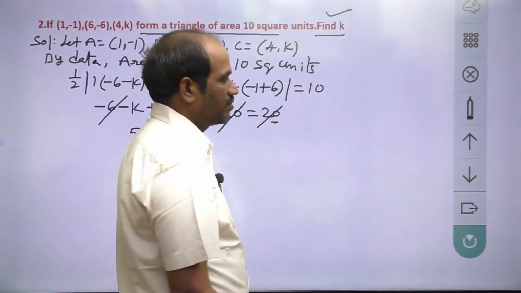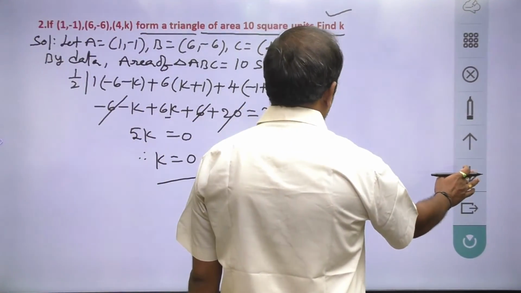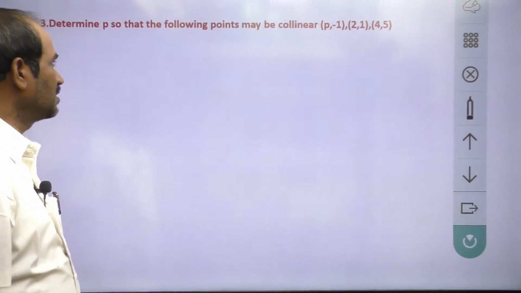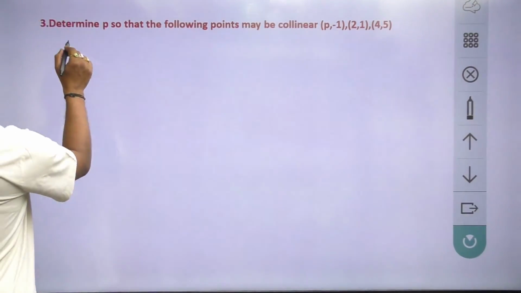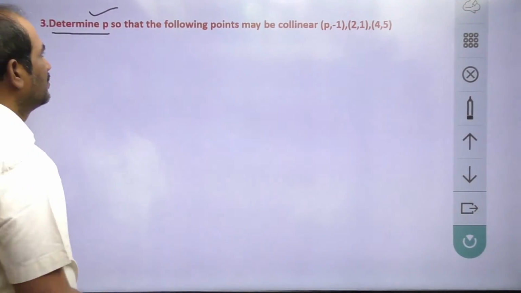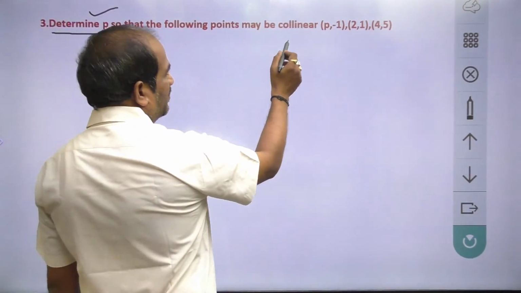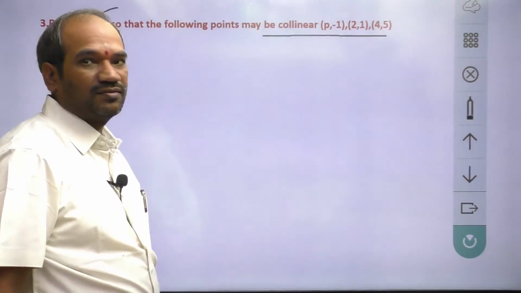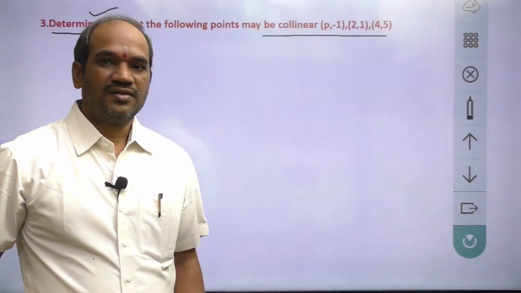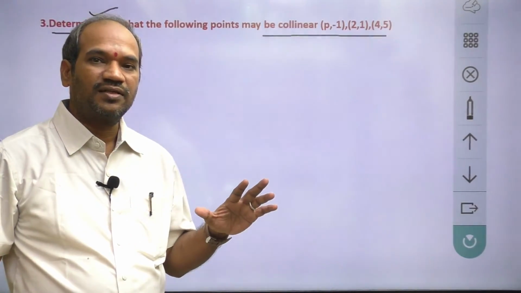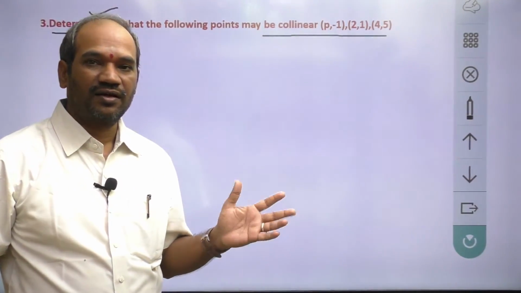Right, next problem. See here in this next question: determine the p value so that the following points may be collinear. These 3 points are collinear points. For collinear points, the area of triangle ABC is 0. If the area is 0, those 3 points are collinear. Apply that formula.